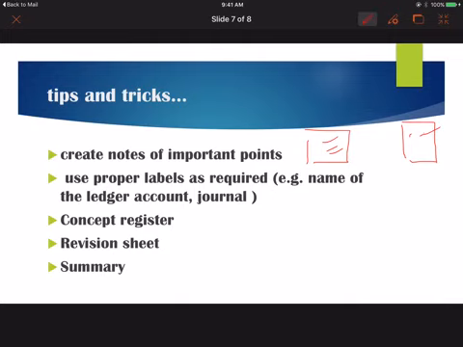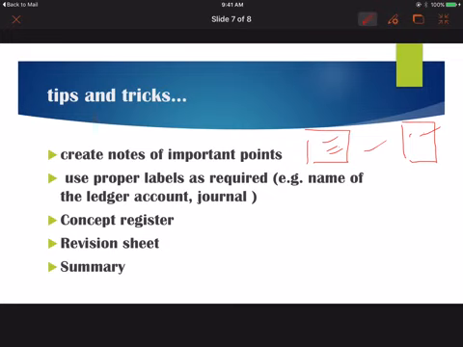Now what will happen when you revise? You can just see that this was the question, and I had a difficulty in this question. What was the difficulty? Just open up your concept register, go to that question, and check the difficulty. The difficulty is destroyed. That's simple. Difficulty destroyed.